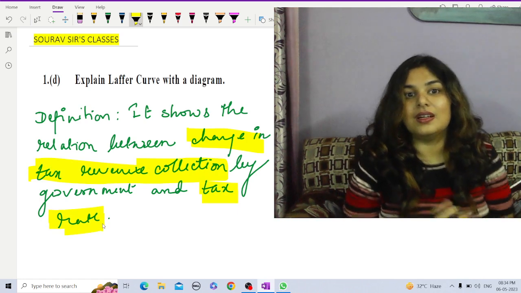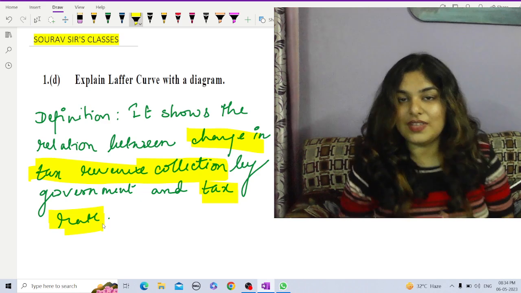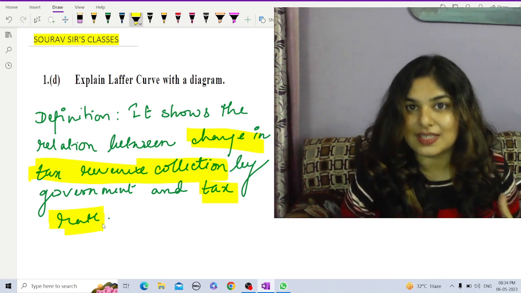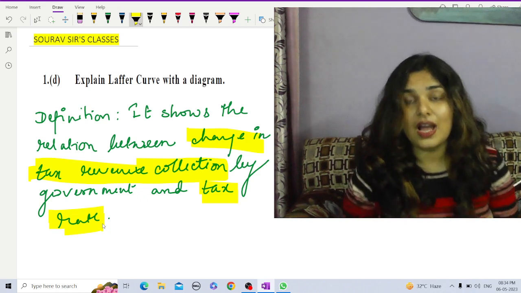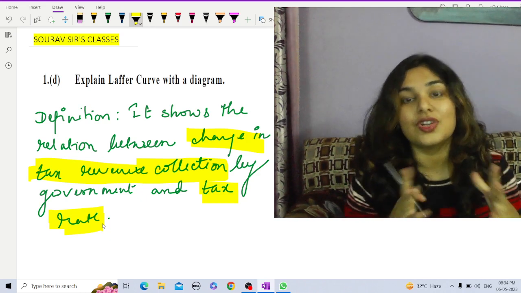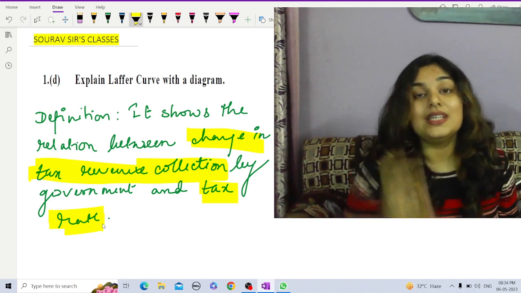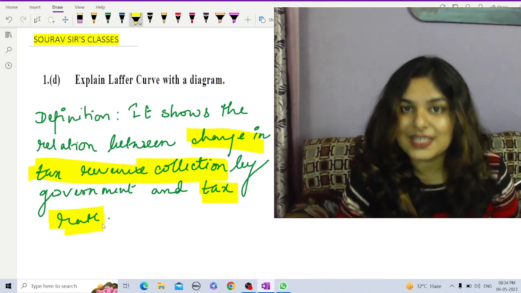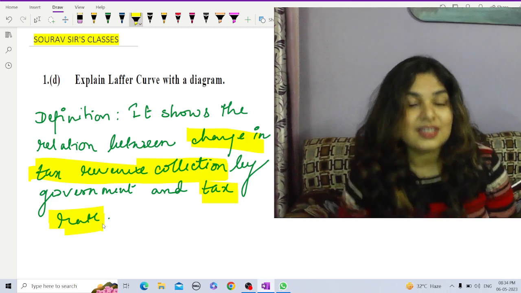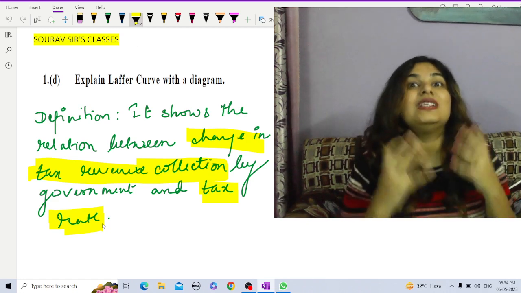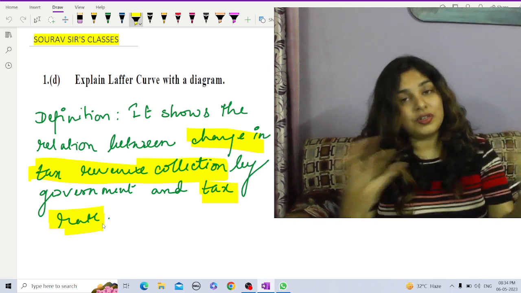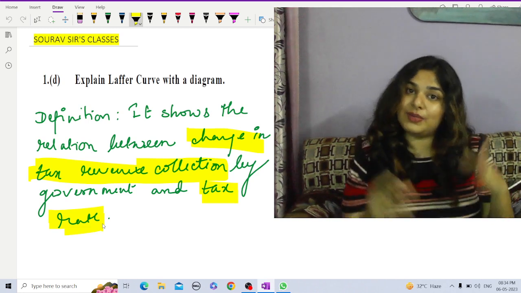Now what happens here is that initially when the tax rate is low, the tax revenue collection of the government increases up to a critical rate of tax, after which any further increase in tax rate will lead to a downfall in the collection of tax revenue by the government. Now what is the reason behind this? Basically the reason is that as your tax rate increases, the incentive to work by the people decreases, and as a result, people will not work, and automatically the collection of tax by the government will fall.